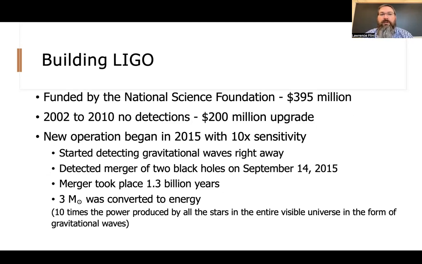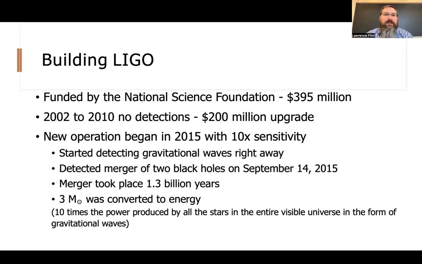So LIGO was first built quite a long time ago, in the late 1990s. It operated from 2002 to 2010 with no detection, and the laboratory had major upgrades that took place in the early 2010s, to the tune of another $200 million. In 2015, the lab opened back up, and it had a much higher sensitivity than before.